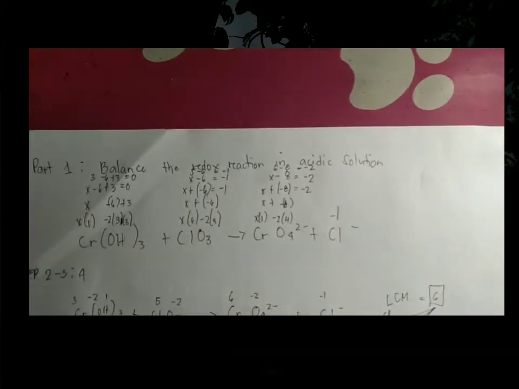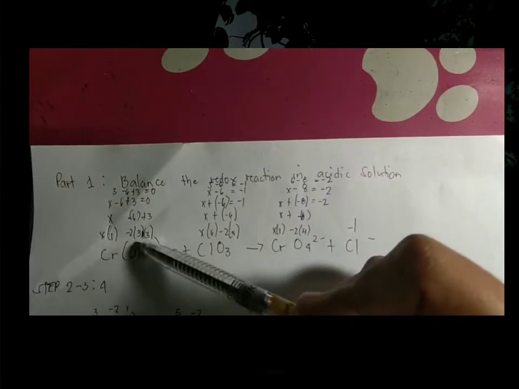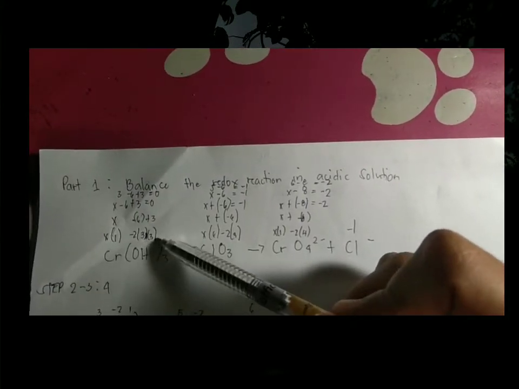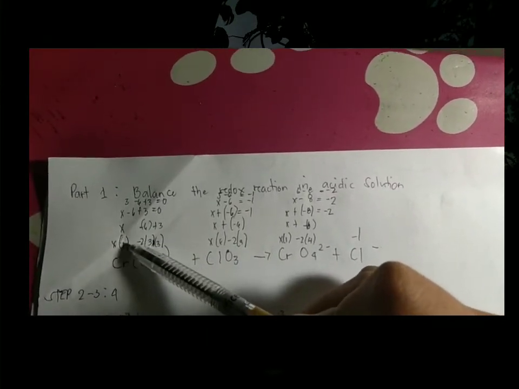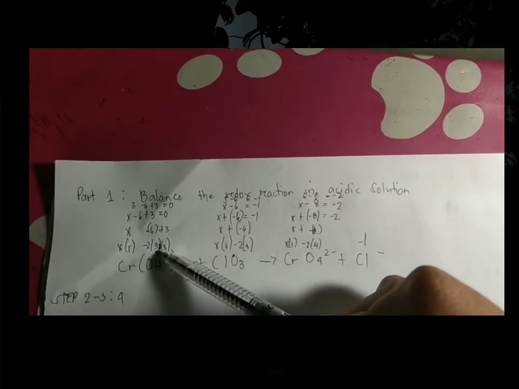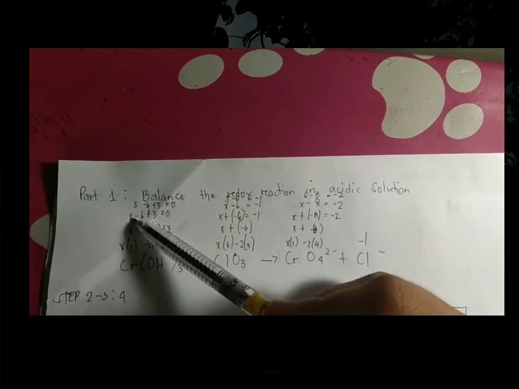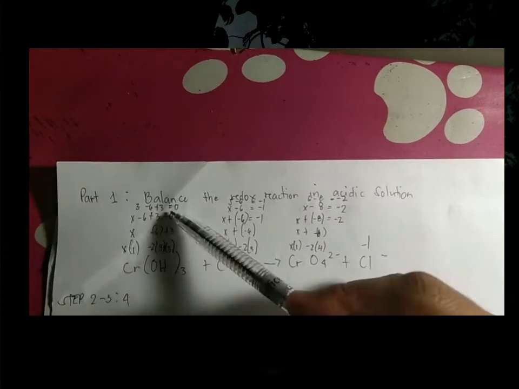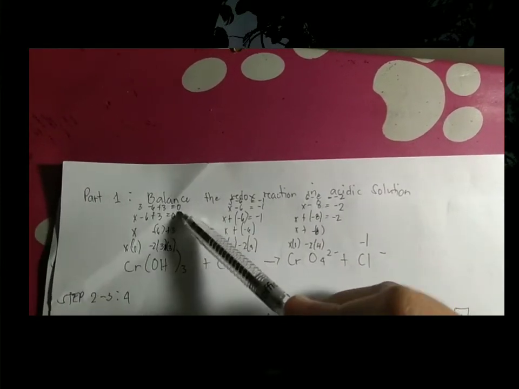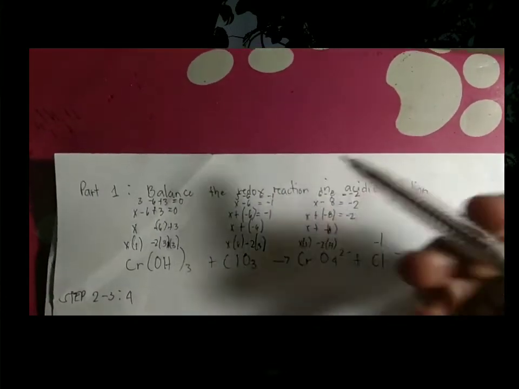So step 1 is to determine the oxidation number. In OH we have negative 2 times 3 times 3, and then in the chromium we have X times 1. So negative 2 times 3 is equal to negative 6 plus 3, and then X. So X minus 6 plus 3 is equal to 0. So we have to find a number that is equal to 0. So 3 minus 6 plus 3 is equal to 0.